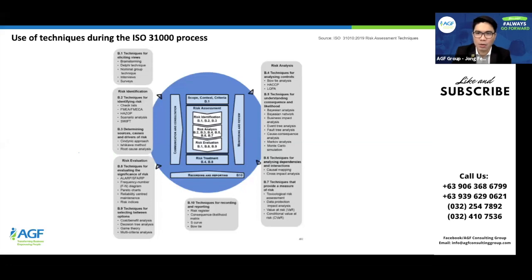Now you have seen the different characteristics of risk. You have seen the different characteristics of a risk assessment technique. You have seen the list of the different risk assessment tools or techniques. You also have understood where you apply these risk assessment techniques to a particular step within your risk management.